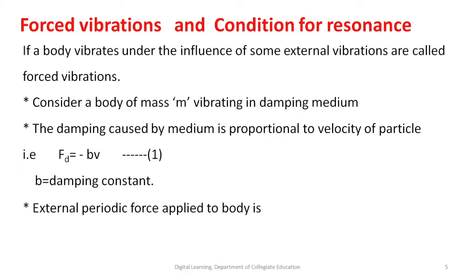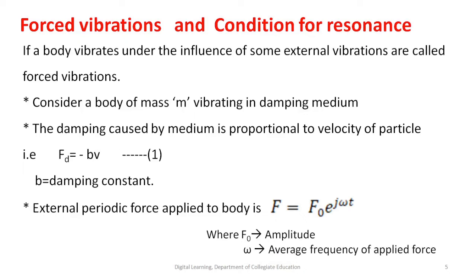External periodic force applied to the body. Since it is a forced vibration, we are applying an external force for the object to move or vibrate. The external force applied on the body is F is equal to F naught e power j omega t. We can represent the force in complex form, where F naught is the amplitude or magnitude of the force and omega is the frequency of the force applied.